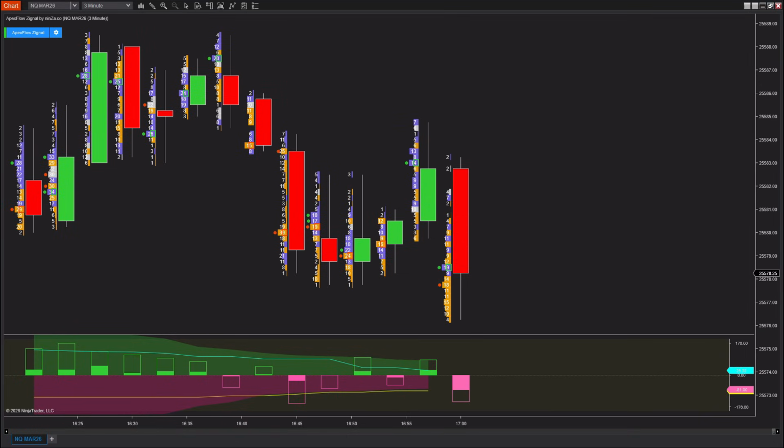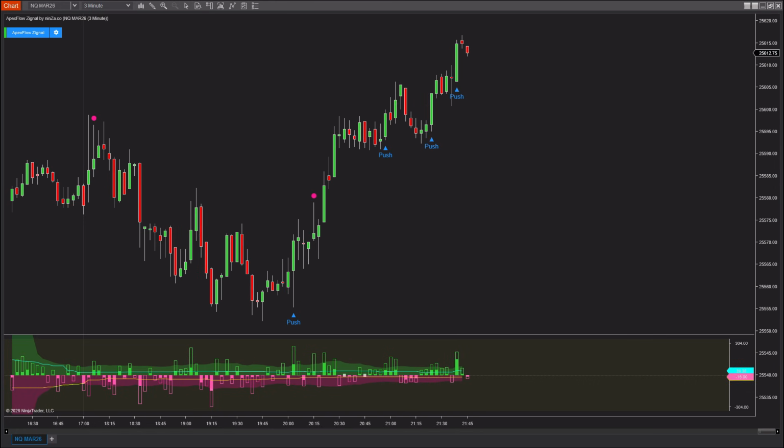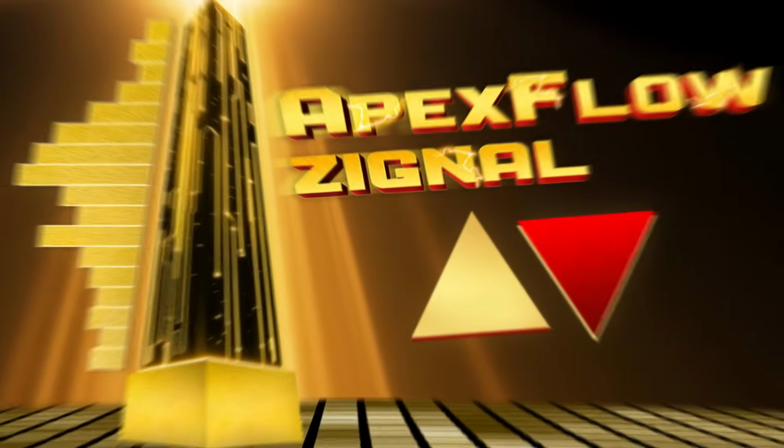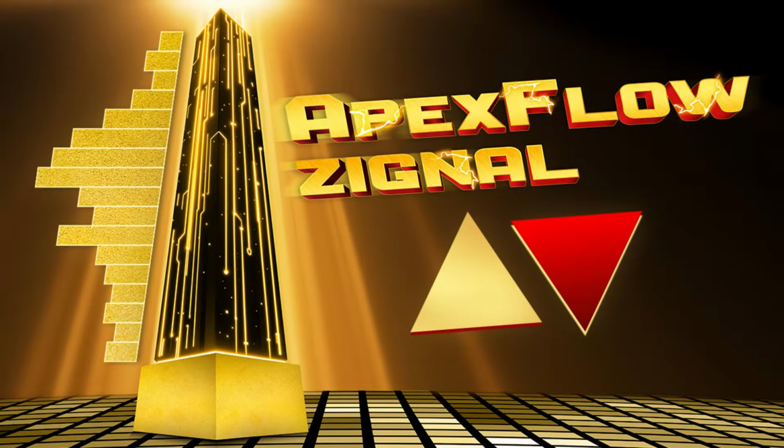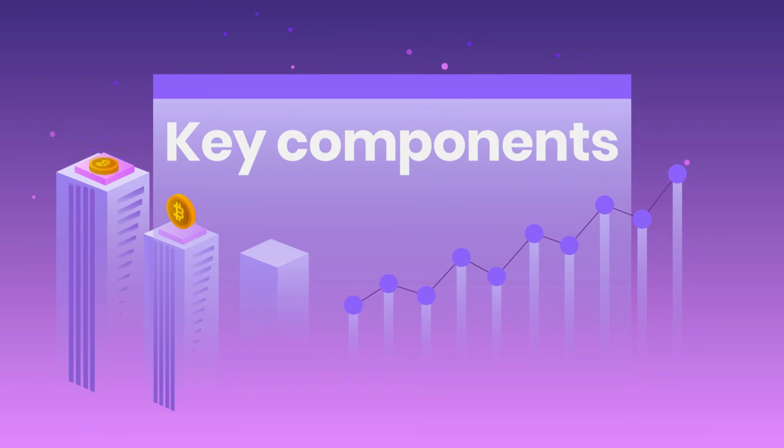And that's where ApexFlow Zignal comes in. Its mission is simple: to completely eliminate the need for manual analysis when using order flow, making everything easier and more automated than ever before. First, let's dive into the key components on the chart that ApexFlow Zignal displays, so you can fully understand how it works and make the most of this system in your trading.